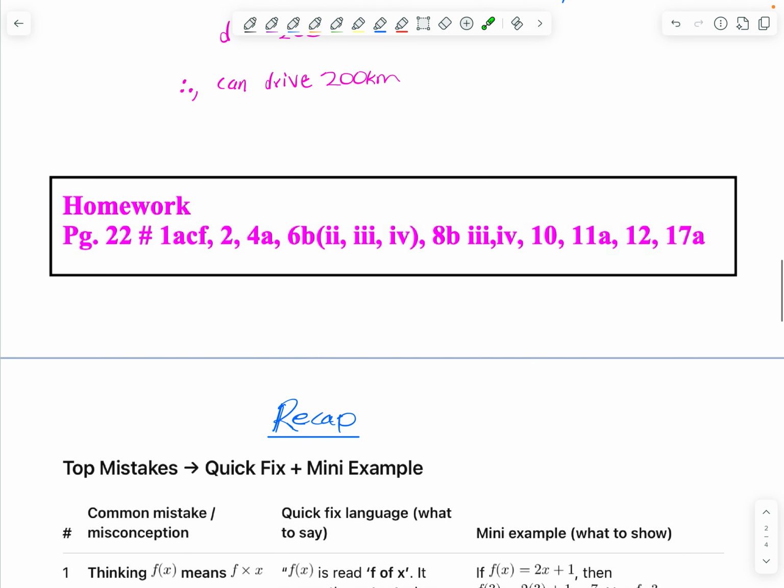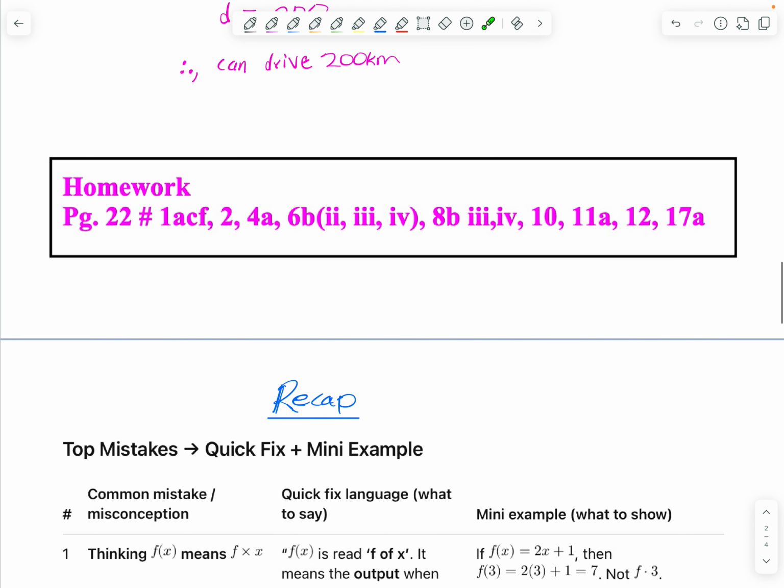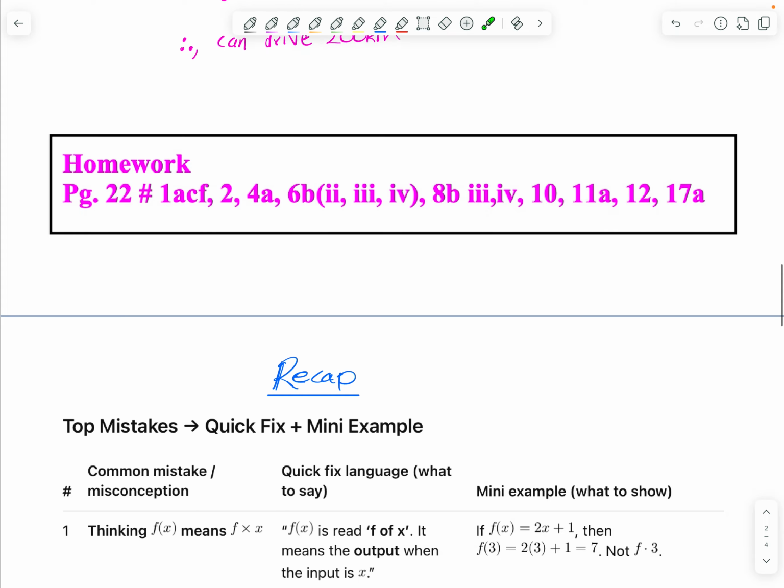Okay, so misconception number one, and you may be having this misconception, so hopefully this will clear it up. Thinking that f of x means f times x. So f bracket x is read out loud as f of x. It means the output when the input is x. It literally means my input is x, and f of x tells me, once I apply the rule, the output. So here is an example.